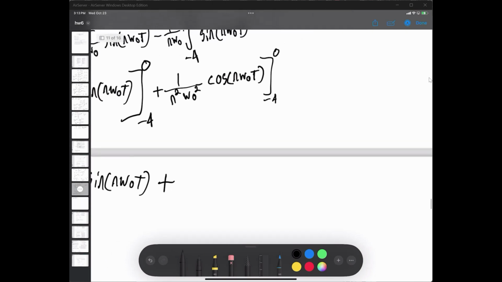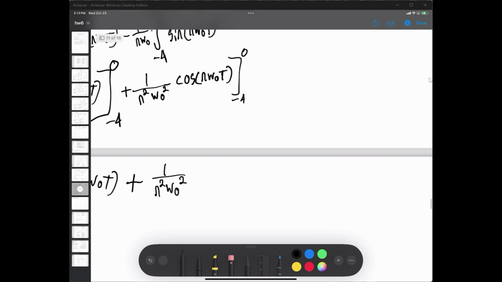plus that 0 inside the cosine will make the whole thing turn to 1, so we'll be left with 1 over n squared omega naught squared. And then we'll have a -4 inside there, so we'll make it minus 1 over n squared omega naught squared cosine of -4 n omega naught. Okay.